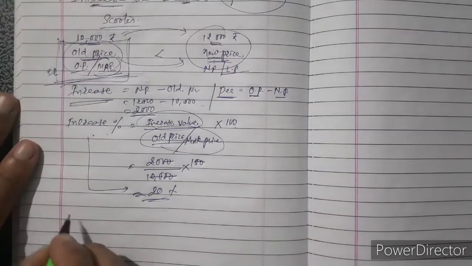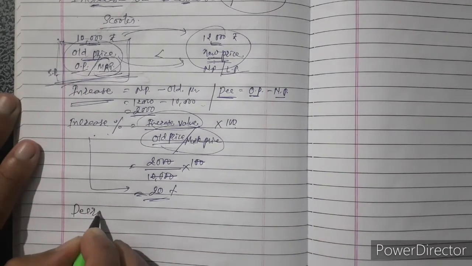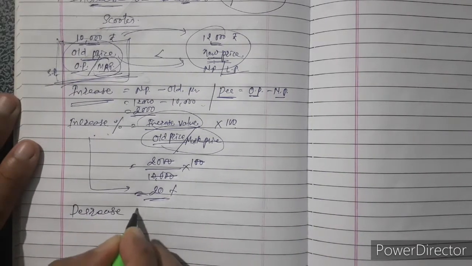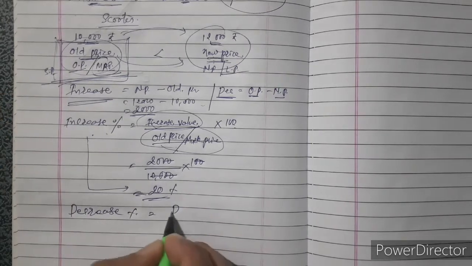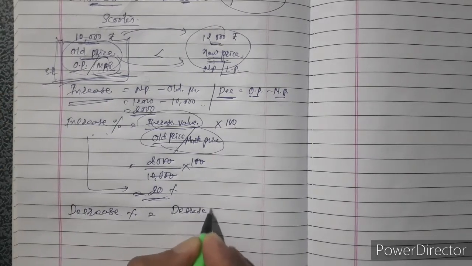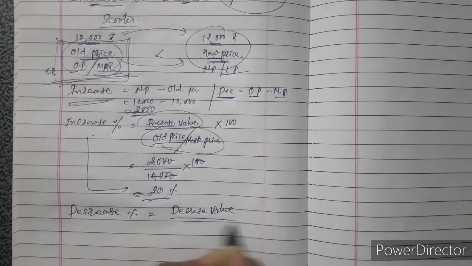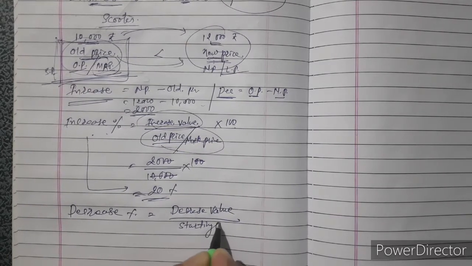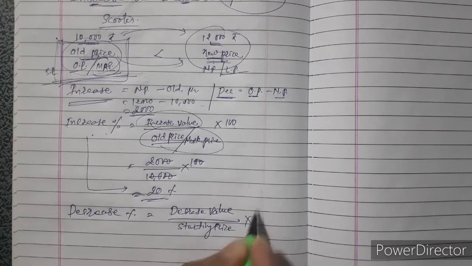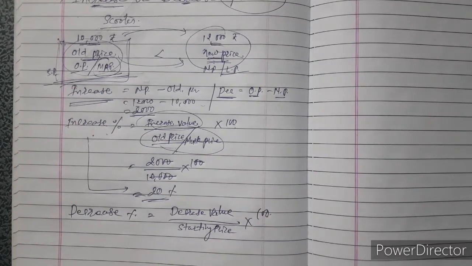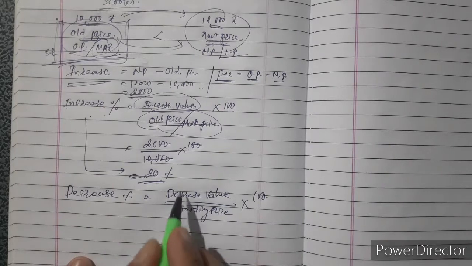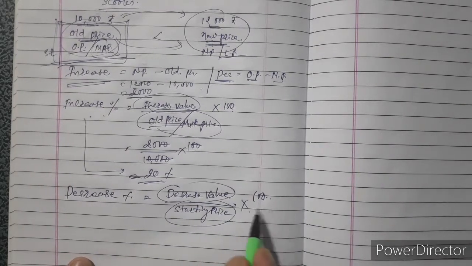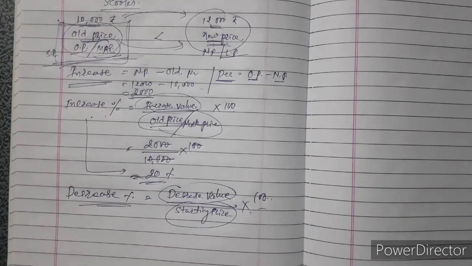Same for decreasing percent. Decrease percent equals, same, you just find out the decrease value. Decrease value divided by starting price, otherwise old price, into 100. So decreasing value divided by starting price into 100, you get the decreasing percentage.